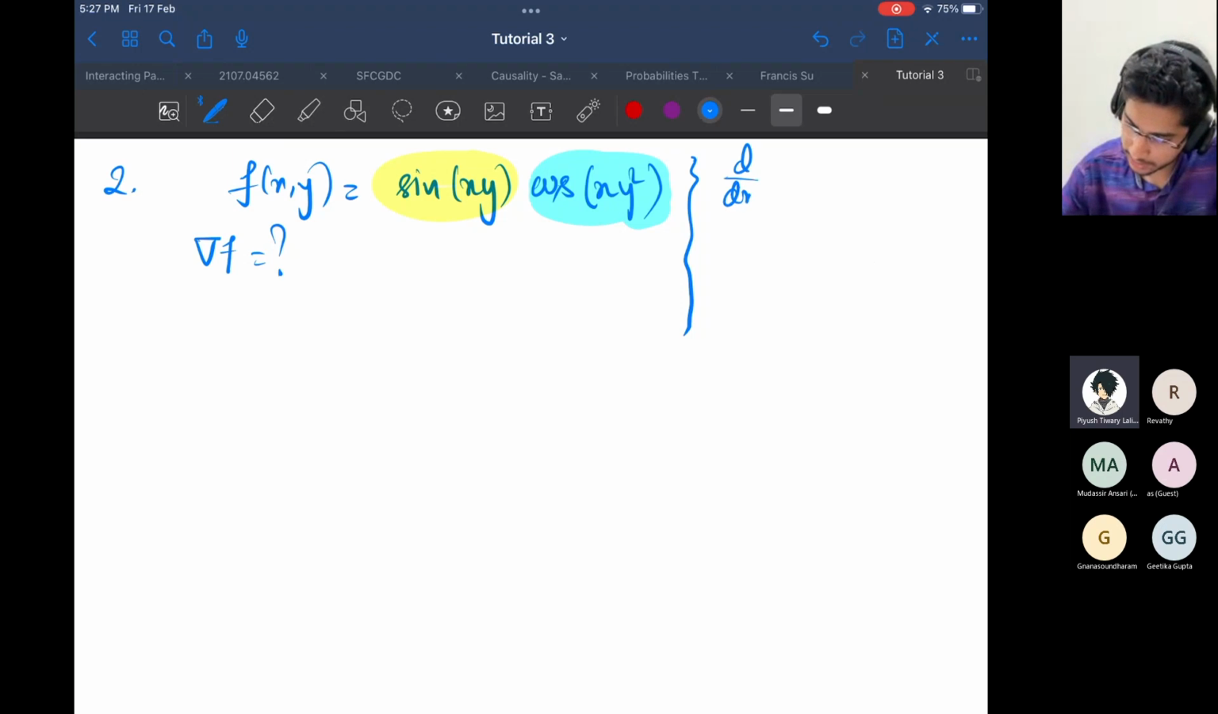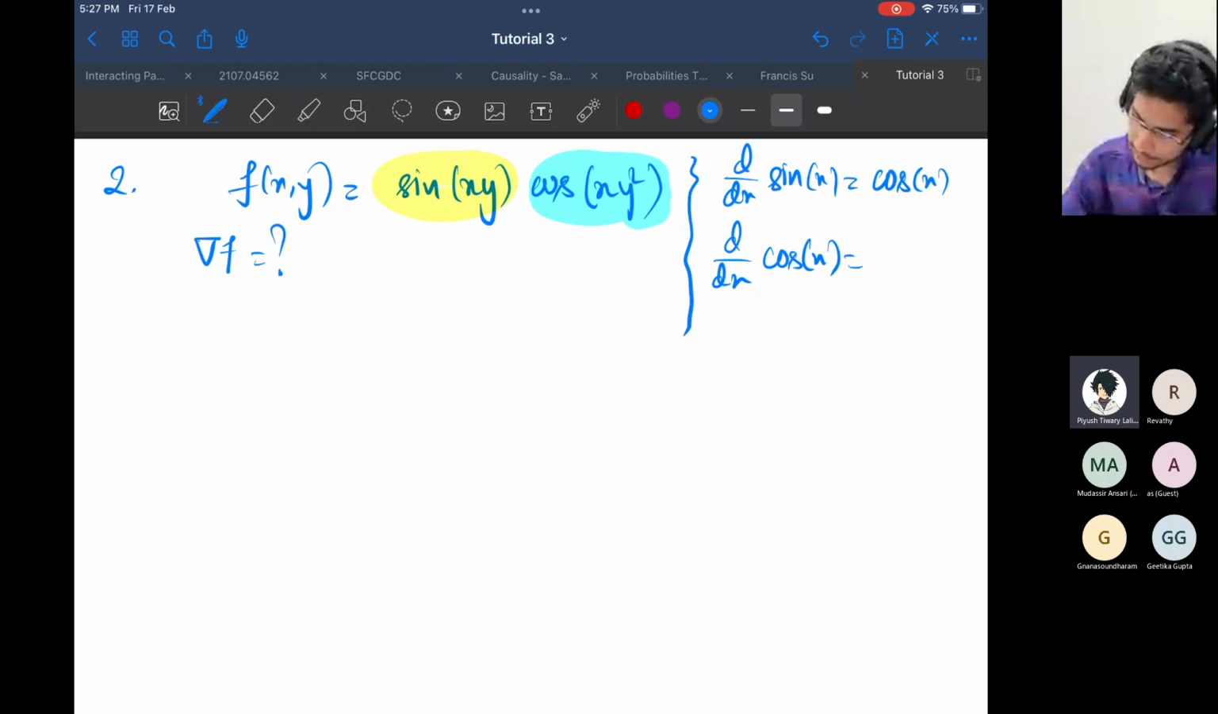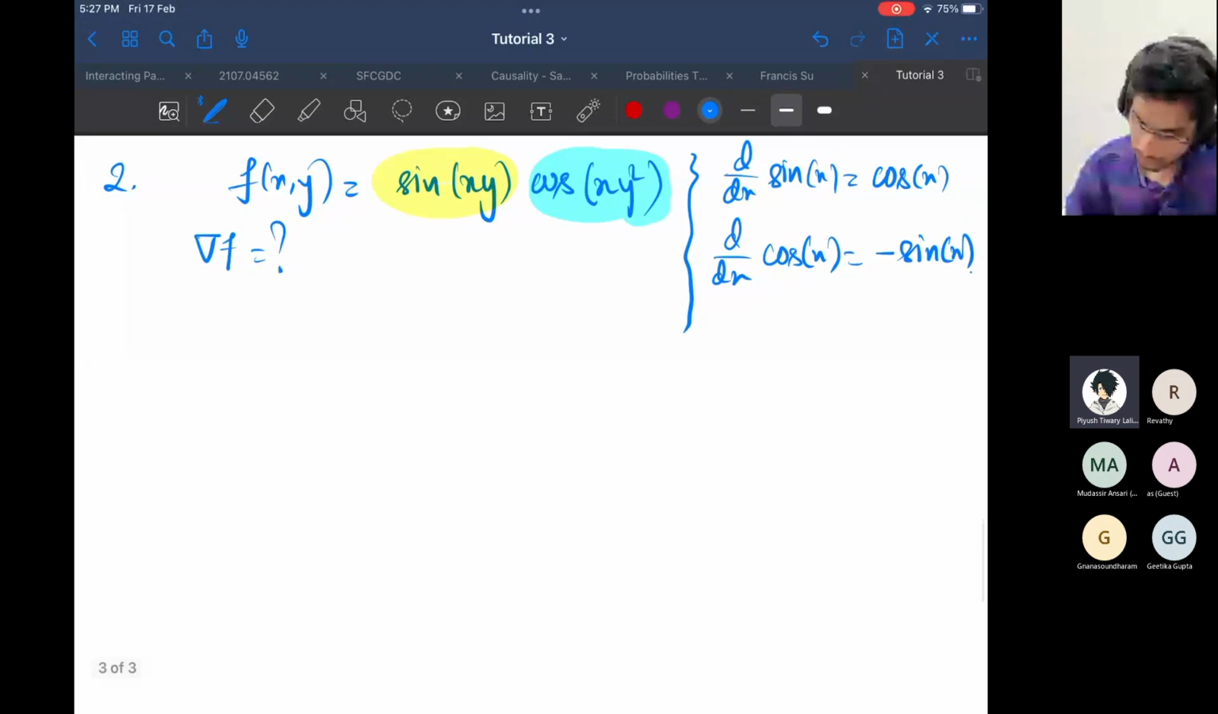So let us make our basics clear. What is d by dx of sine x? It is cos x. And what is d by dx of cos x? It is minus sine x. So these are basic elementary stuff. We should know them. I have written it just to make sure we are on the same page, so that there is no confusion. Now what is the gradient of f? Whenever you take the gradient of a function, it is actually a vector.